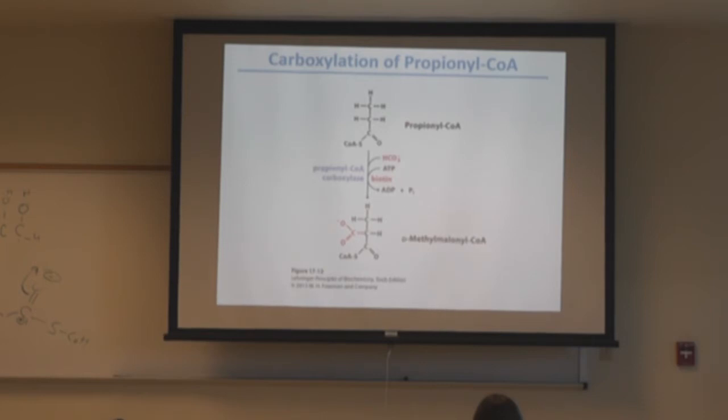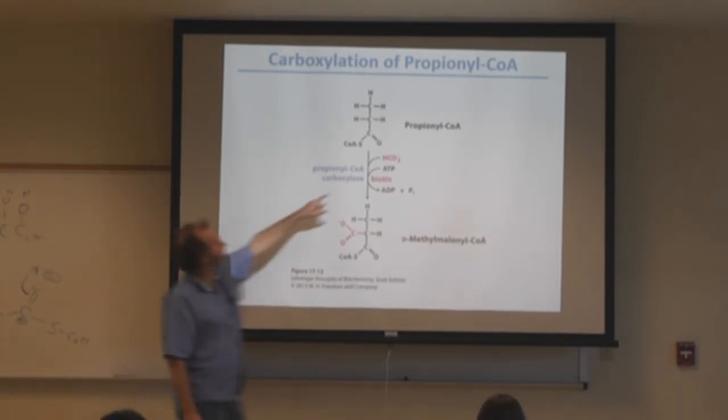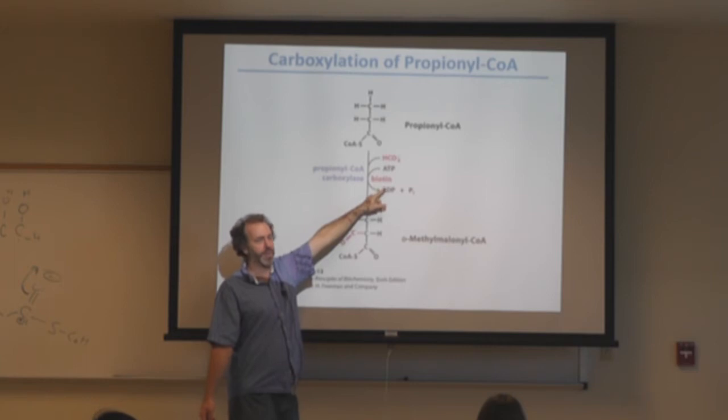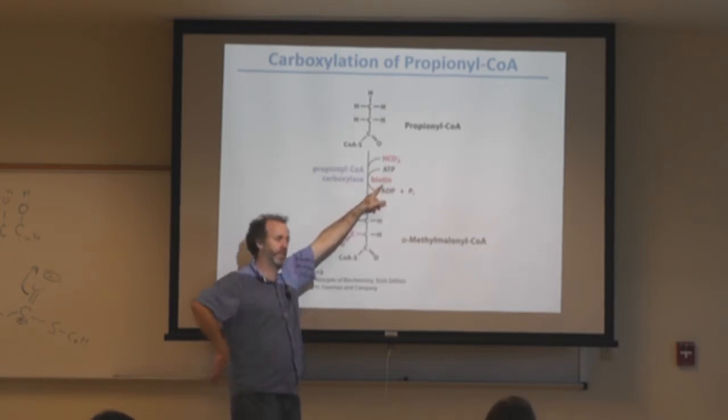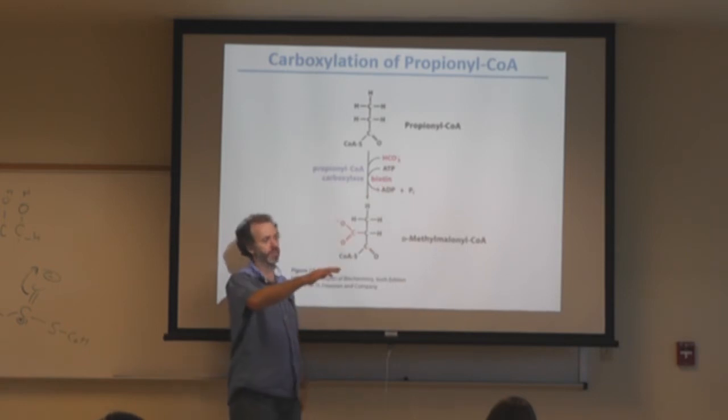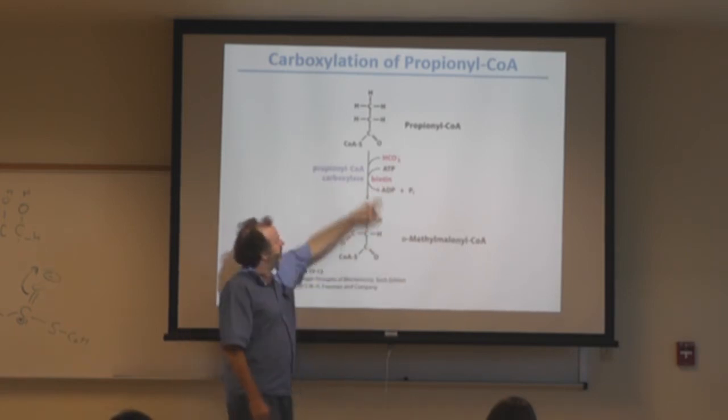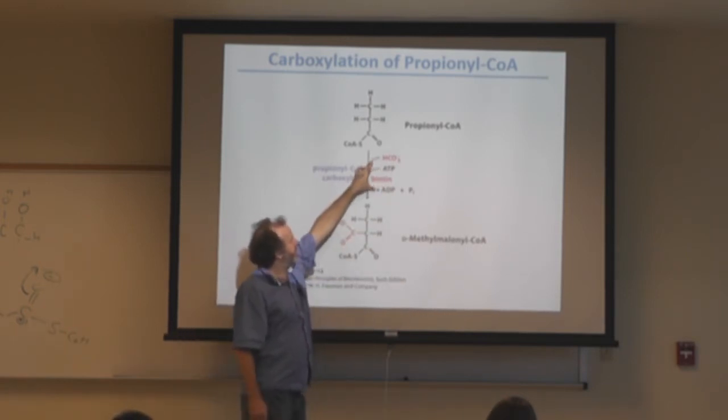So first step is adding that carboxyl group. Propionyl-CoA carboxylase takes bicarbonate and ATP. Does anybody remember that? That always uses biotin. It's that coenzyme that's on a chain, basically. It'll go from one subunit to the other. It'll pick up the carboxyl group in ATP.